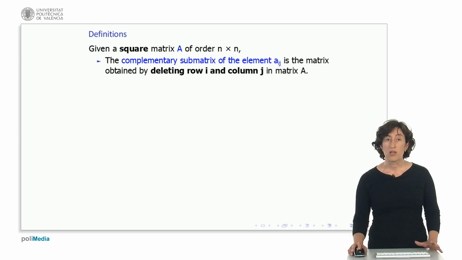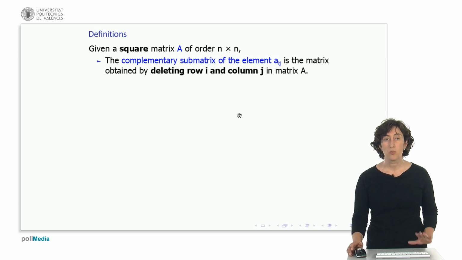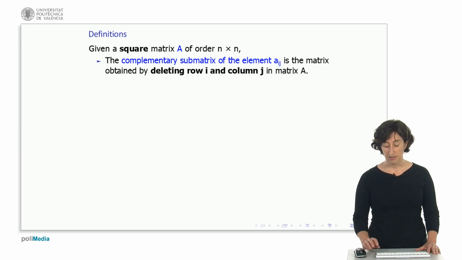So, given a square matrix A, the first thing we define is the complementary submatrix of an element of that matrix. The square matrix has n rows and n columns, so we choose an element a sub ij, and we define the complementary submatrix of that element a sub ij as the matrix that is obtained by suppressing the row i and the column j in the matrix A. Exactly the row and the column that the element in question occupies.